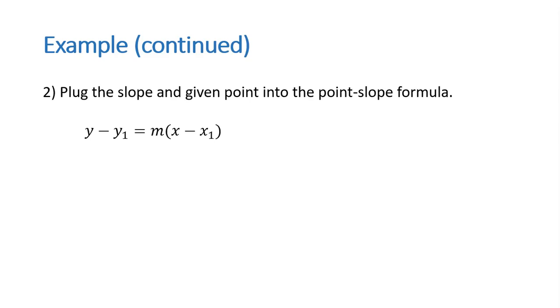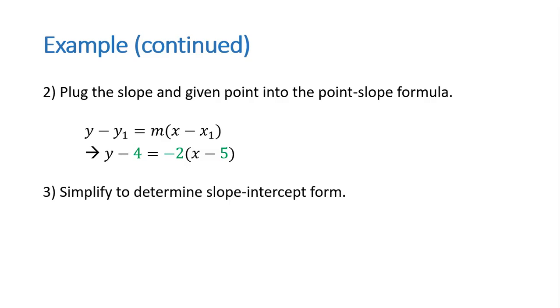Now we plug into our point slope form given the point and the slope we just found. So y minus 4 is equal to negative 2 times x minus 5. Now we want to simplify, find our slope-intercept form. So we need to distribute the negative 2 and then simplify. So y minus 4 is equal to negative 2x plus 10. Add the 4 to both sides. We get y is equal to negative 2x plus 14. So this is our slope-intercept form.